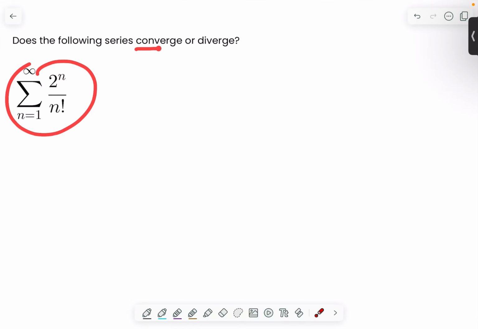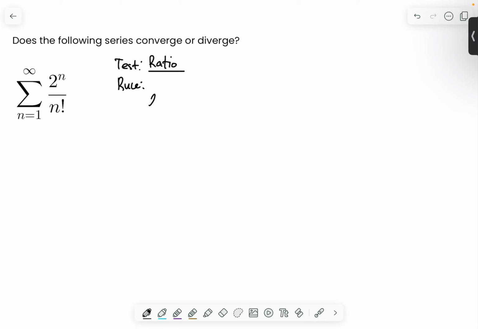Does the following series converge or diverge? Because I see factorials, I'm going to use the ratio test. The rule for the ratio test is based on the limit as n approaches infinity of the absolute value of your sequence, but wherever you see an n, you add a 1, divided by your sequence.